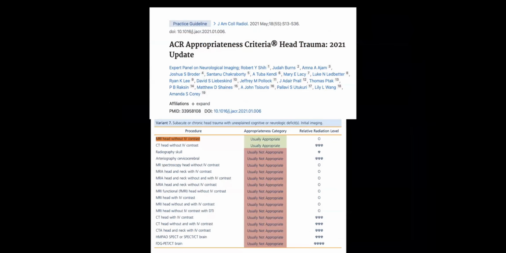So again, the American College of Radiology appropriateness criteria, which is now from 4 years ago, says that an MRI of the brain without contrast is usually appropriate for looking at subacute or chronic head trauma with unexplained cognitive or neurologic deficits. And again, all of the advanced techniques I talked to you about are examples of advanced neuroimaging without contrast. And so MRI of the head without contrast could include these as well.